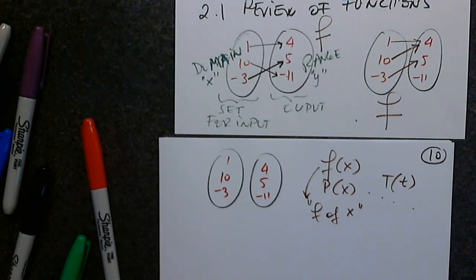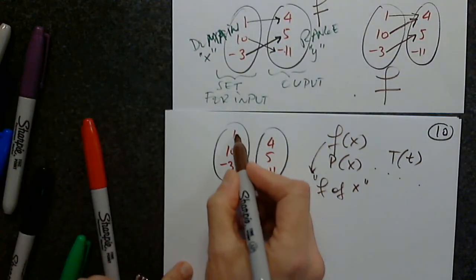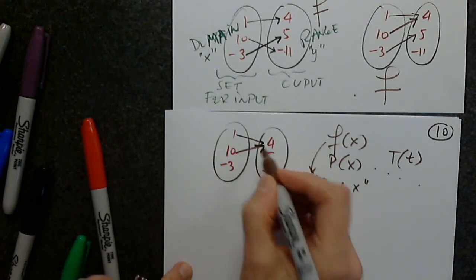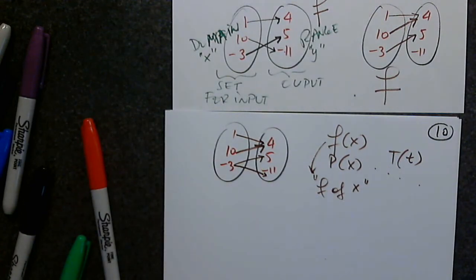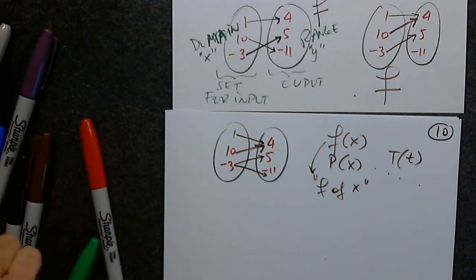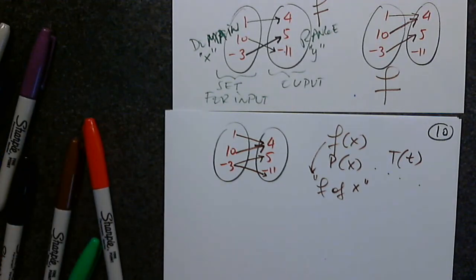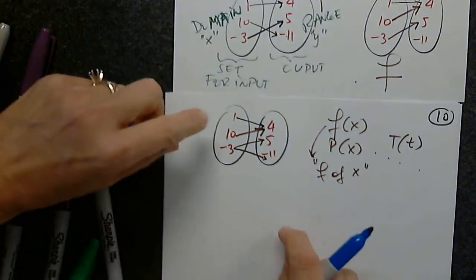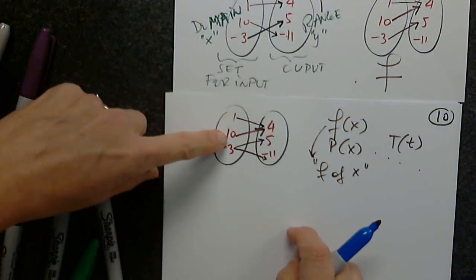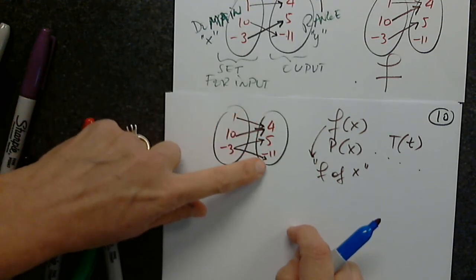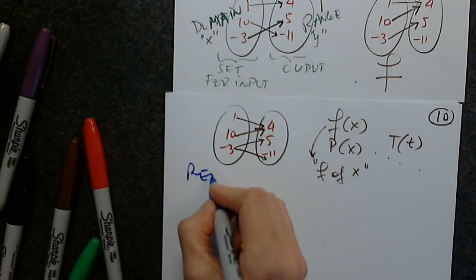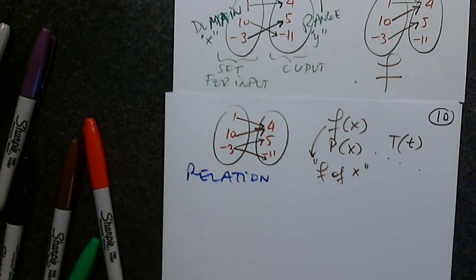Let's look at the third situation, in which I will connect them like this time. Is this connection, link, correspondence, is this a function? This is not, because 1 corresponds to 4, that's good. 10 corresponds to 4, that's good. But -3 corresponds to 5, and -3 corresponds to -11. So this is a relation. It exists, but it's not a function. Any questions?